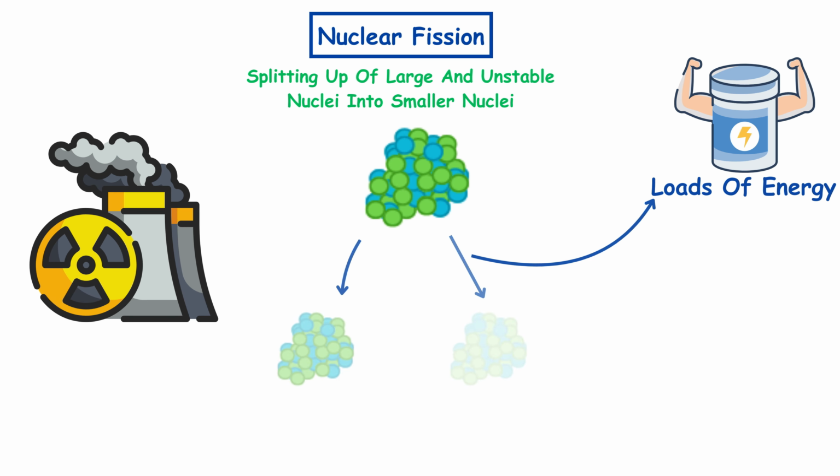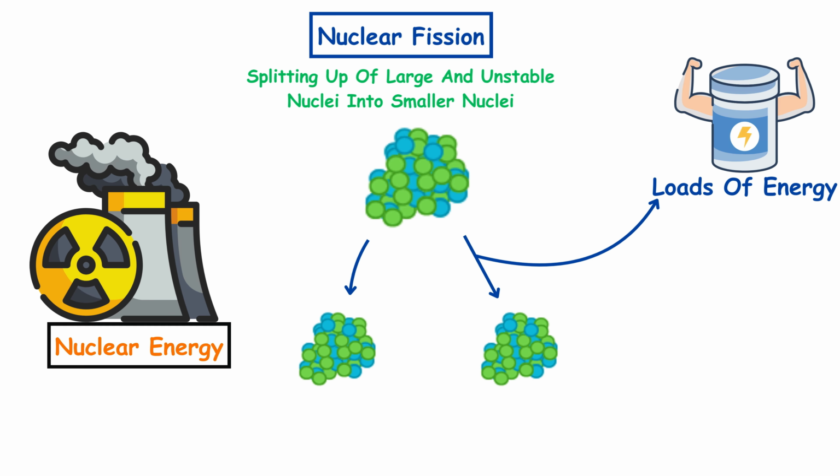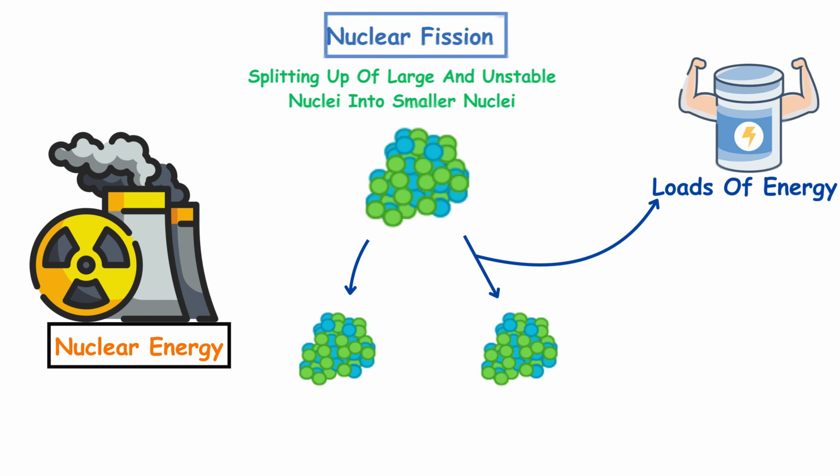In today's video, we are looking at nuclear fission, which refers to the process of splitting a large and unstable atomic nucleus into smaller, more stable nuclei, and at the same time releasing a significant amount of energy, which is the fundamental source behind all of the nuclear energy we currently harness here on Earth.